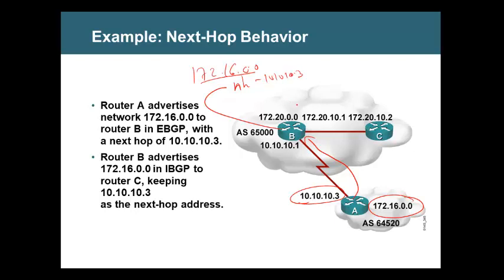But when that route is given to an IBGP neighbor, BGP will not put router B's address. The giver will not put its own address. The giver will simply carry the original giver. So when C receives that 172.16.0.0, it will not see this address as the next hop. It will see only this 10.10.10.3. That is what you see here.